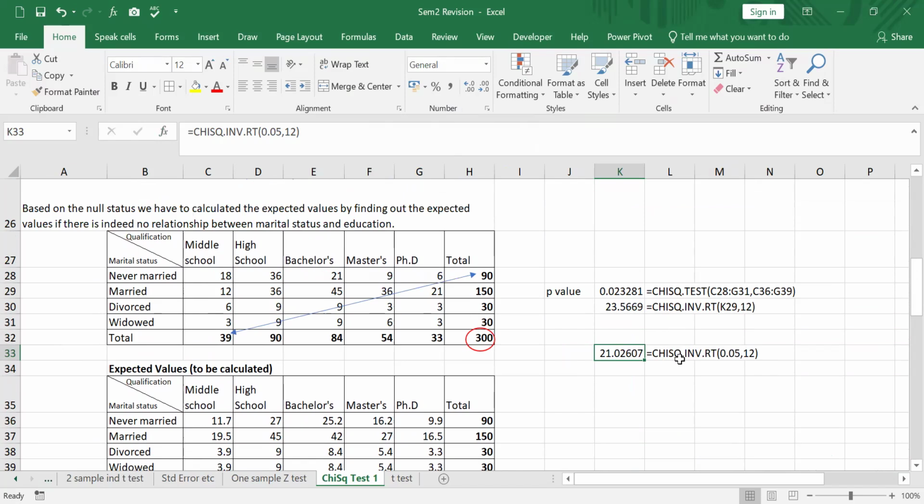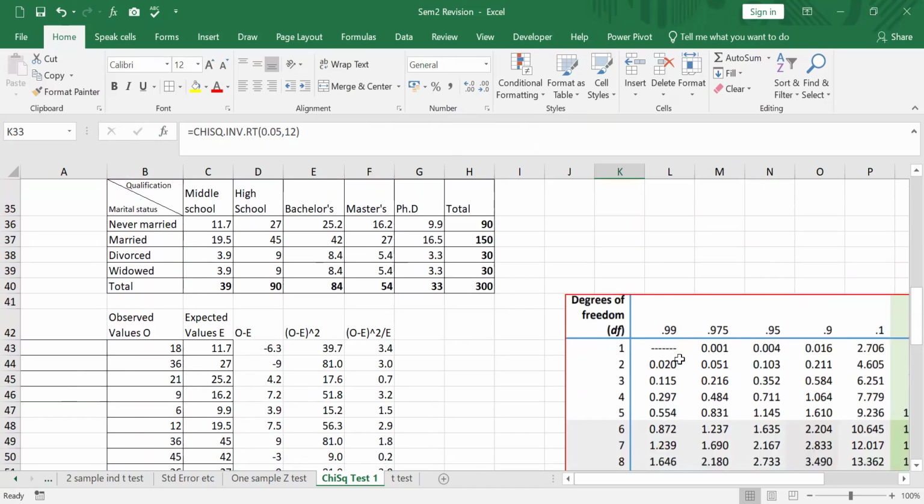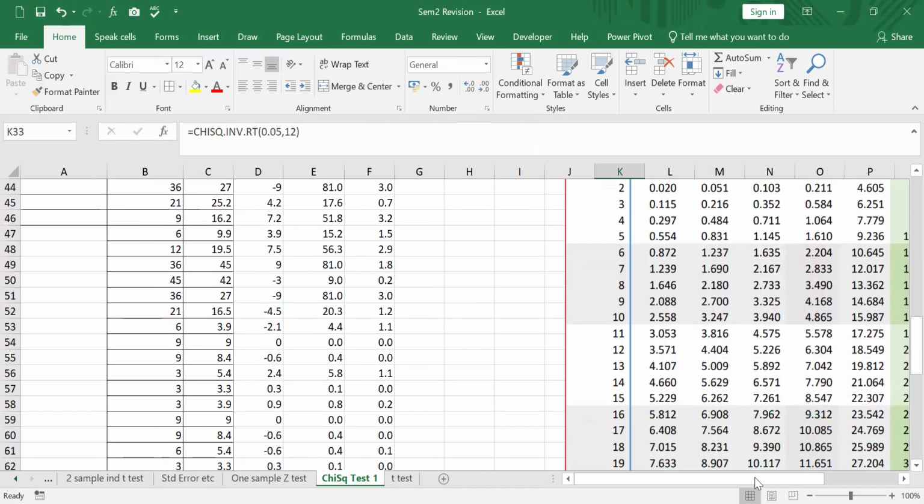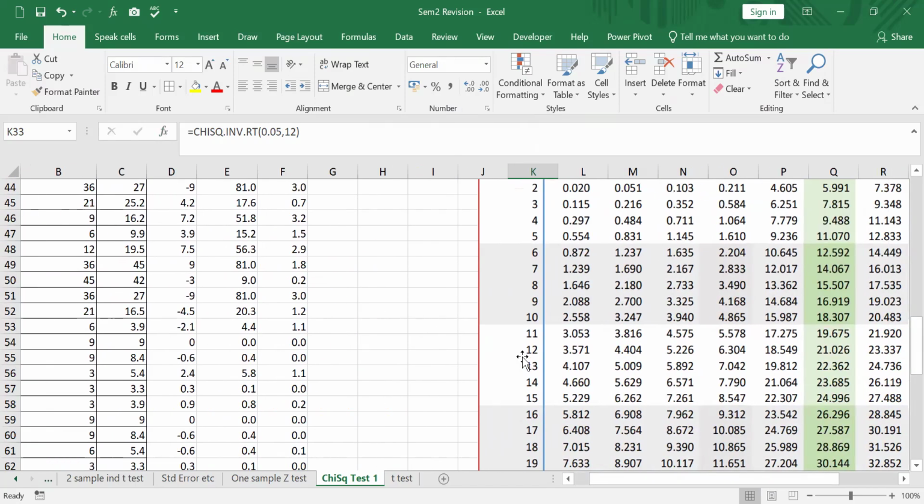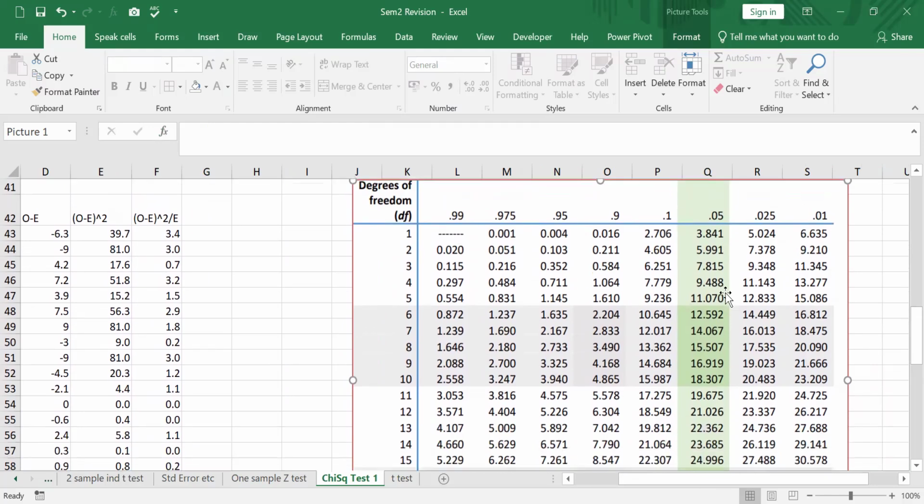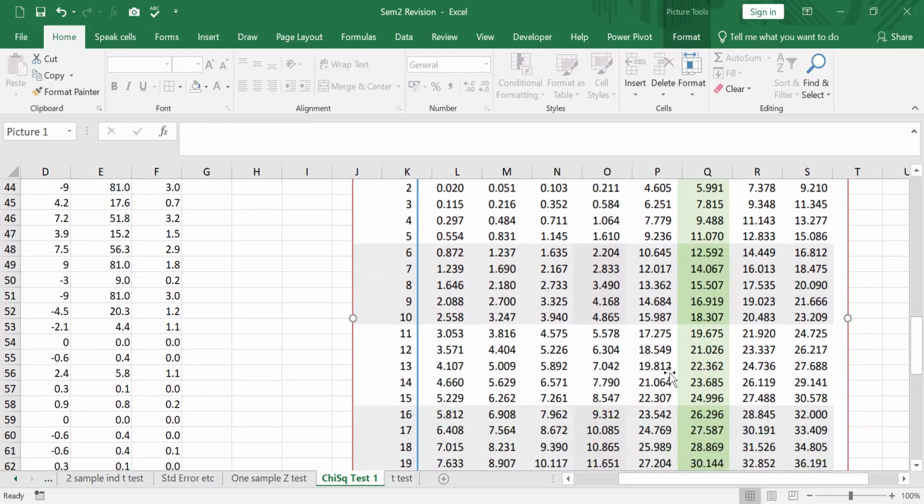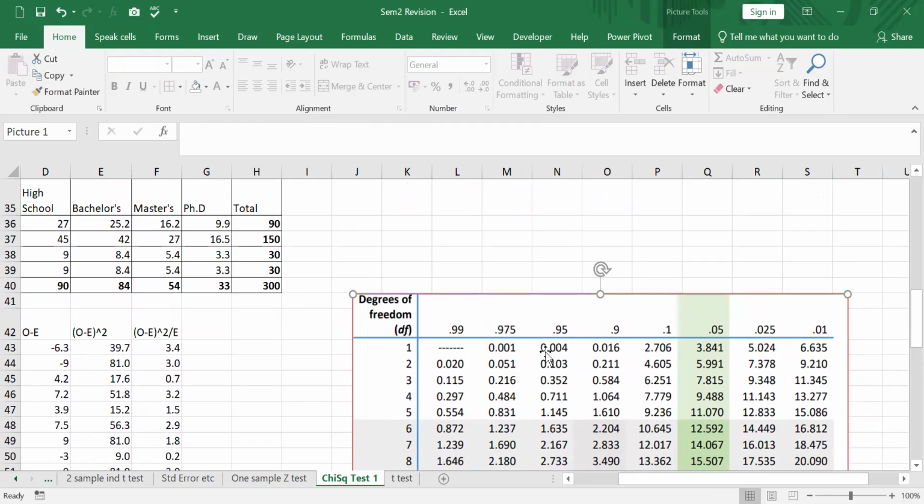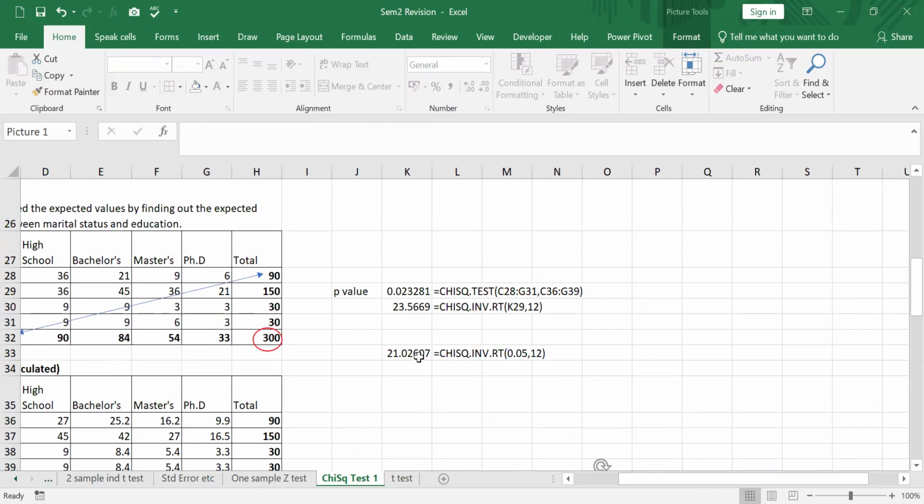If you want to find the critical value directly from the table, then you have to use this table, take a printout of this table and keep it there, for the degrees of freedom 12 and 0.05. You see that 21.026. What we got here also.